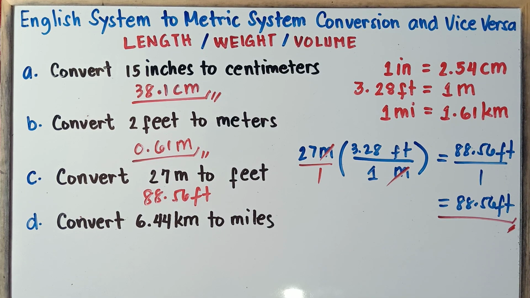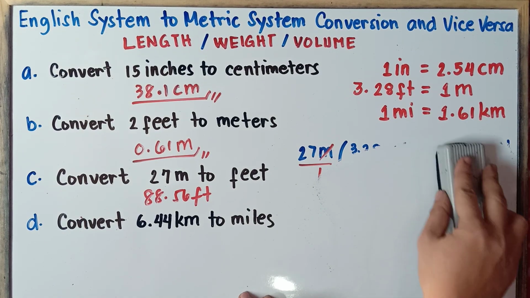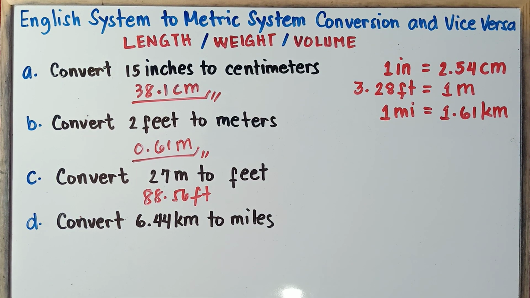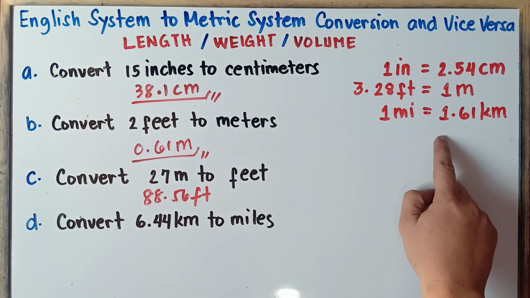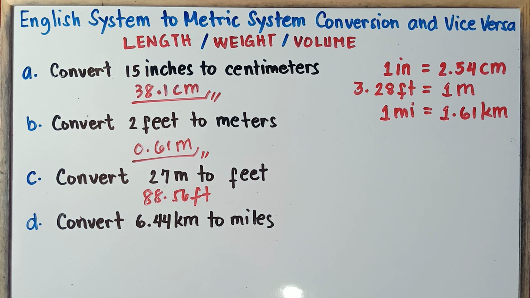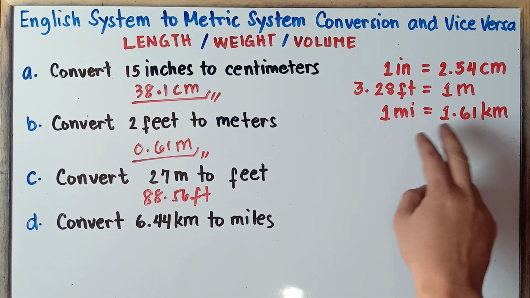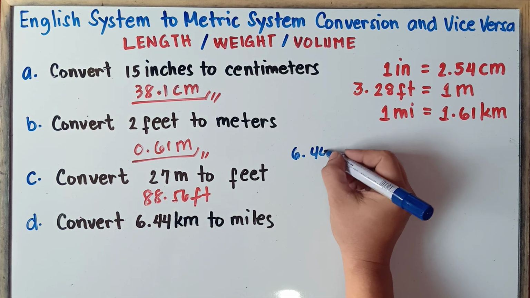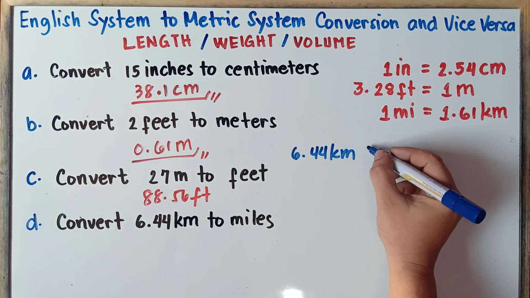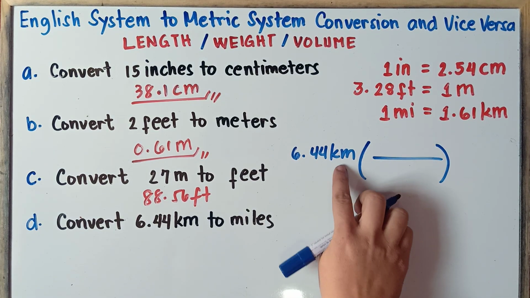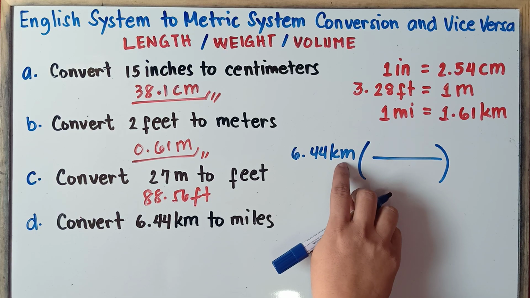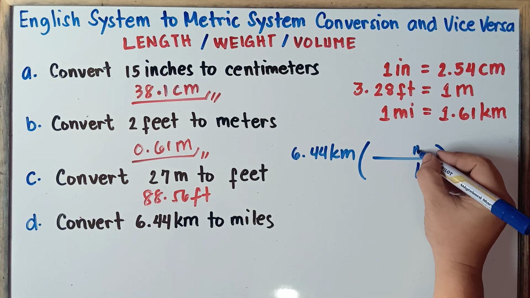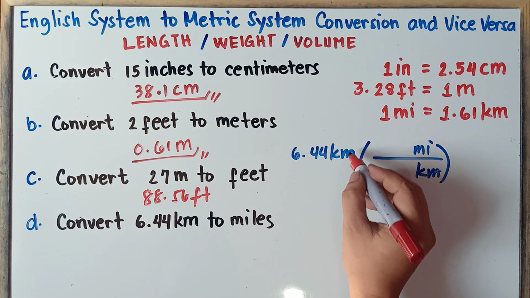Alright, so let's have letter D. Last example, class, for the length. 6.44 kilometers to miles. So the conversion, 1 mile is equal to 1.61 kilometers. So we convert kilometers to miles. Alright, so copy the given 6.44 kilometers. We put parentheses. So kilometers for our given unit, therefore, kilometers must be the unit on the denominator. And this is miles, so that we can cancel out the units.